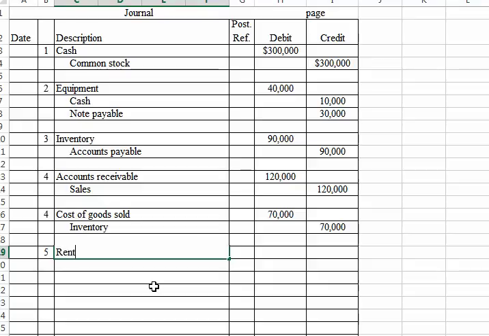So we'll debit rent expense. It's an expense account that increased. And of course, if we paid it, cash decreased. It's an asset account that decreased. They decrease on the credit side.